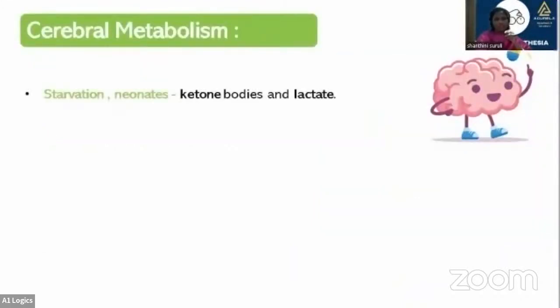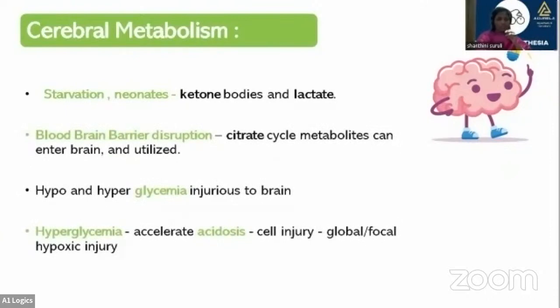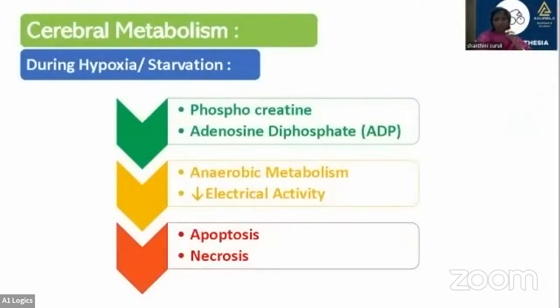So, the brain needs a continuous supply of glucose and oxygen for its efficient functioning. During starvation and in neonates, ketone bodies and lactate are used as substrates for ATP synthesis. When the blood-brain barrier is disrupted, the citrate cycle metabolites can enter the brain and get utilized. Both hypo- and hyperglycemia are injurious to the brain. Hyperglycemia accelerates acidosis, cell injury, and global and focal hypoxic injury.